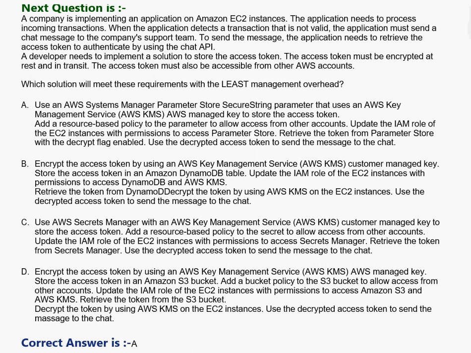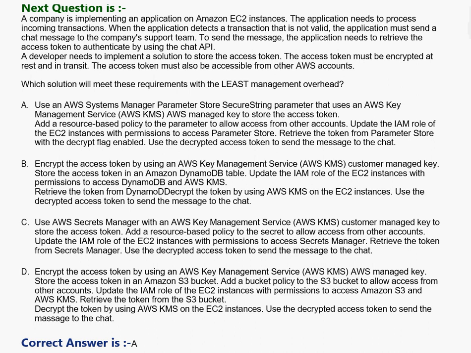Option C. Use AWS Secrets Manager with an AWS Key Management Service (AWS KMS) customer managed key to store the access token. Add a resource-based policy to the secret to allow access from other accounts. Update the IAM role of the EC2 instances with permission to access Secrets Manager. Retrieve the token from Secrets Manager. Use the decrypted access token to send the message to the chat.